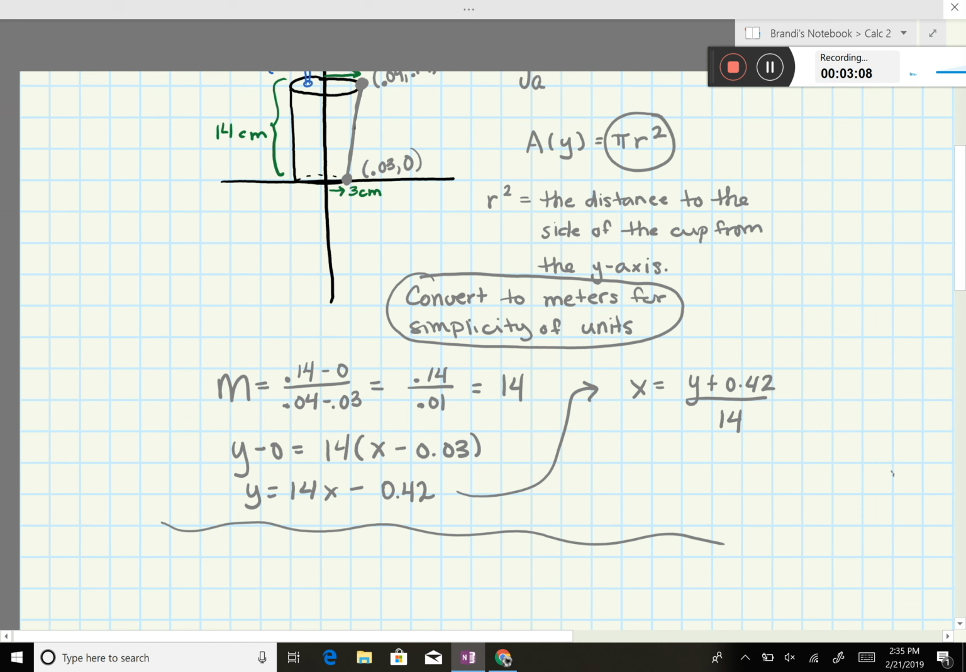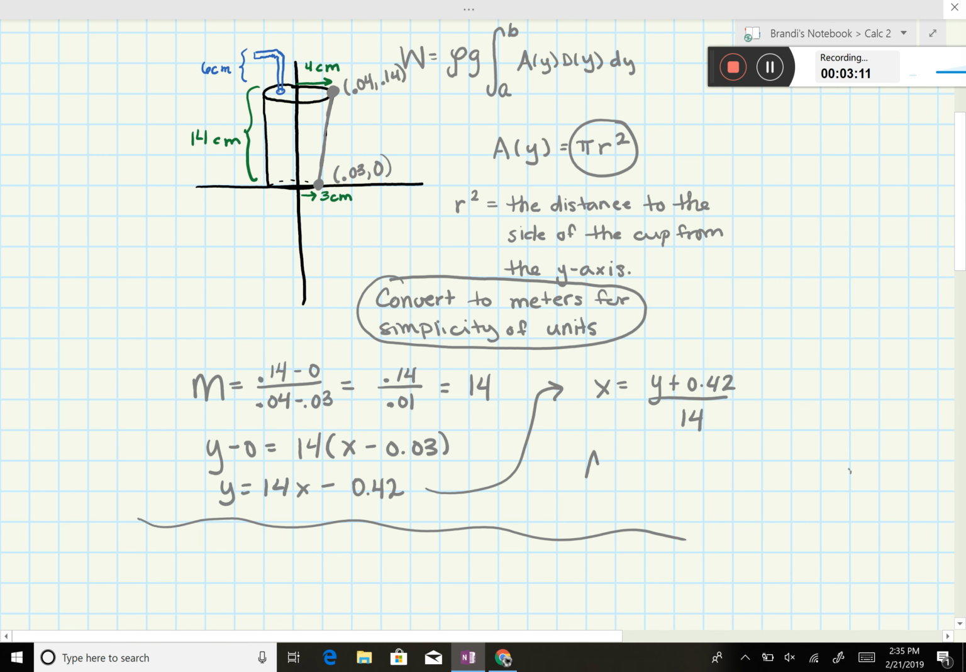And that's just our equation for the line, so the entire area, A(y), would be pi times that squared. So pi times y plus 0.42 divided by 14, all squared. All right, so now we have our area. Our distance that we're going to lift the water is from the bottom of the cup to the top of the straw. So that's 14 plus 6, and that's centimeters, so we got to convert it. So that would be 0.2 minus y is the distance we're going to lift it at any point.